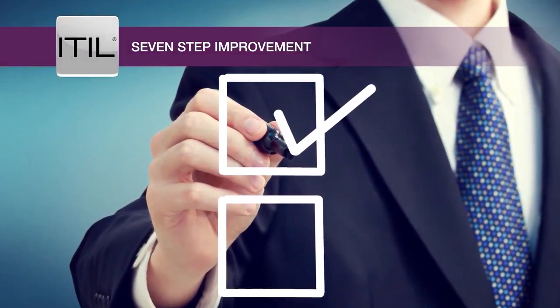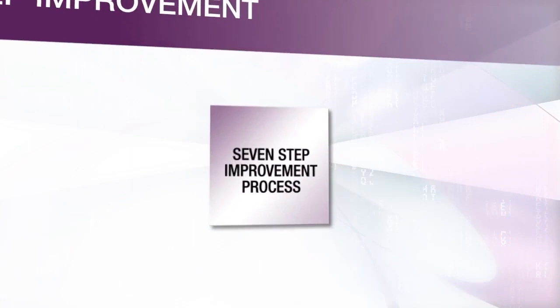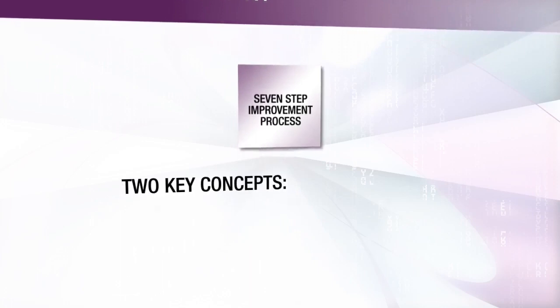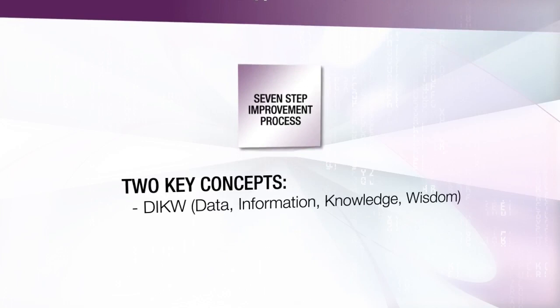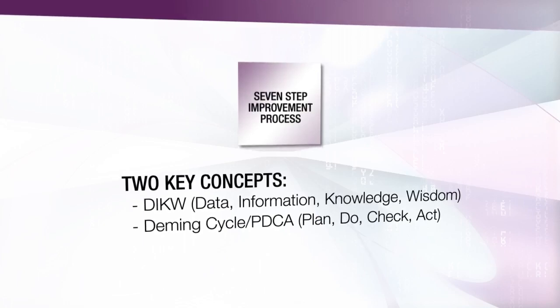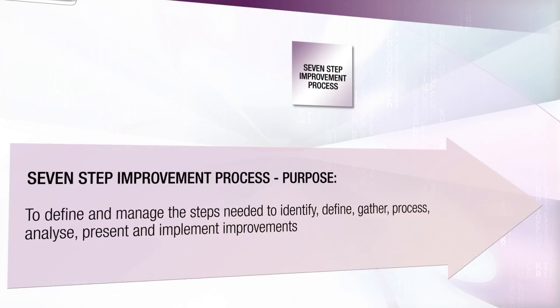This brings us to the last of the processes within the ITIL service lifecycle, namely the 7-step improvement process. This process will bring together two key concepts we discussed earlier in the course, the DIKW, Data Information Knowledge Wisdom Model, and the Deming cycle and its PDCA, Plan, Do, Check, Act approach. The purpose of the 7-step improvement process is to define and manage the steps needed to identify, define, gather, process, analyse, present and implement improvements.